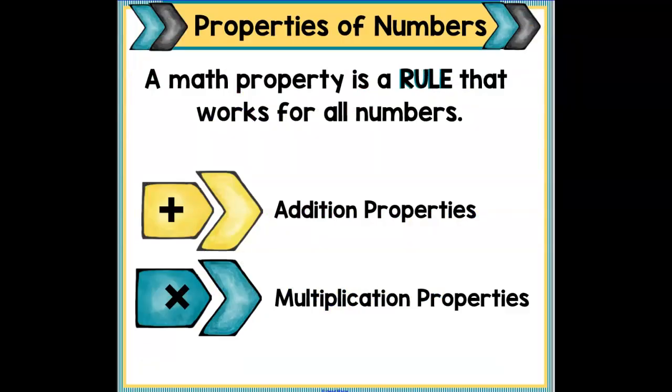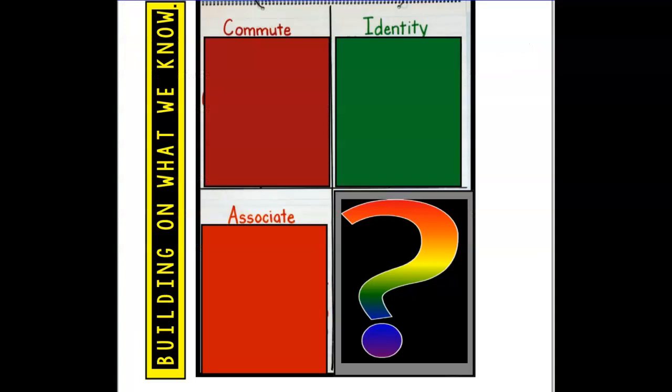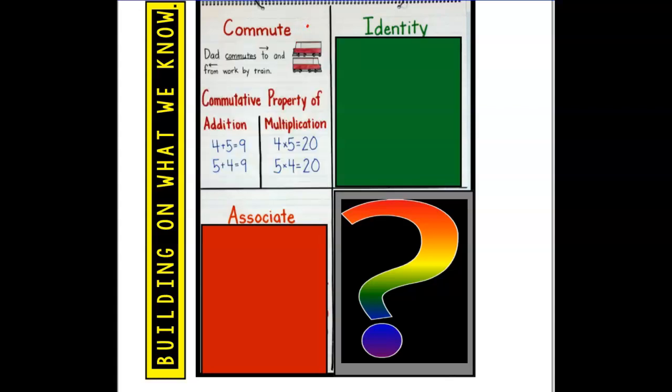So today we're going to continue on with properties of numbers. Remember, in math, properties are rules that work for all numbers. And we've talked about there are addition and multiplication properties. Our first property is our commutative property. So if we look up here at this first red square, I'm going to have teachers pause, and students, you're going to talk to your partner or your elbow partner about what was the commutative property and what did commute mean. Teachers pause while students share.